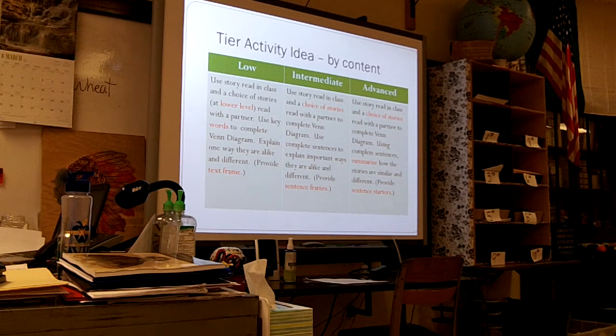Okay? You could be asking them to identify the characters' names. One story has a boy, one story has a girl. One story is about a frog, one story is about a dog. Very basic. And that's okay, because they're just identifying the basic information. But when you get into the complete sentences, right, you're asking them for more information. Okay, how do you know it's X? Or how do you know it's Y?